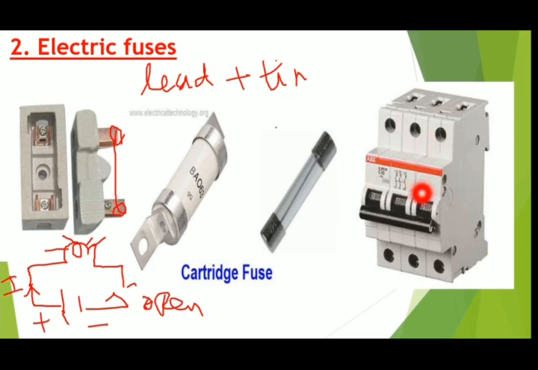And this one is an MCP. I will tell you later. Now come to this point. It is a short length of wire made up of a low melting point material. So student, it melts and breaks the circuit if current exceeds a certain value.